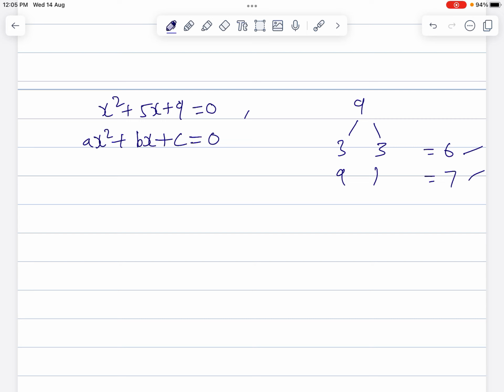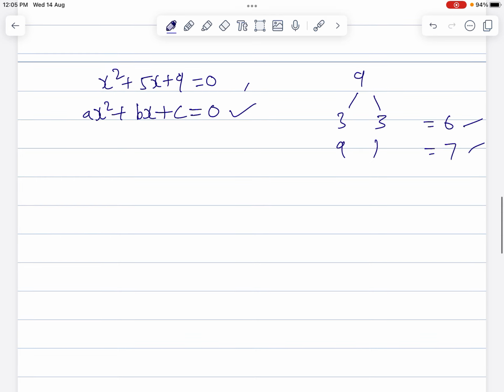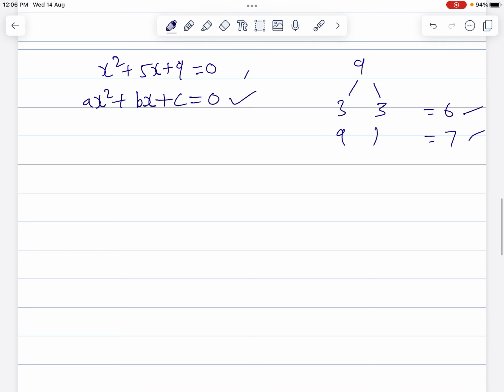When we have ax square plus bx plus c equal to 0, what are the roots? For that we will derive one formula, and this formula can be used in all cases. Now I am deriving the formula. Dividing by a on both sides, we will get x square plus b by a x plus c by a equal to 0.